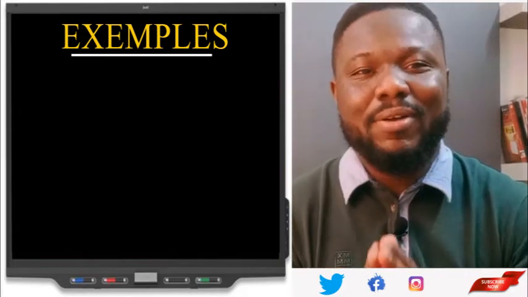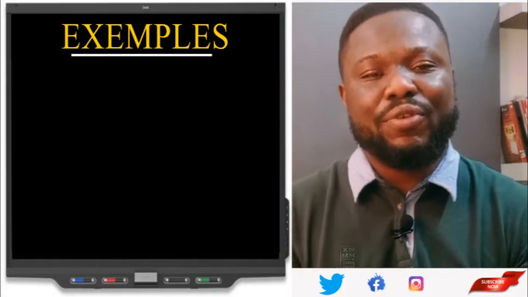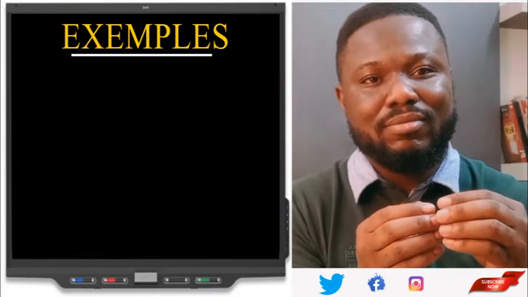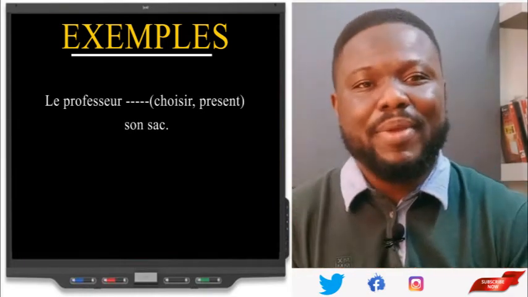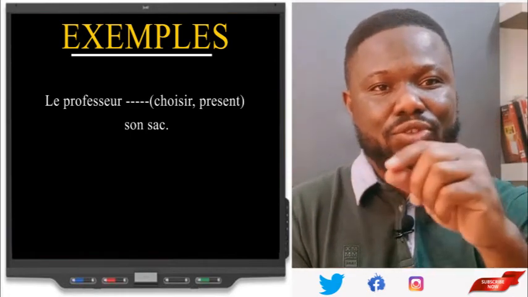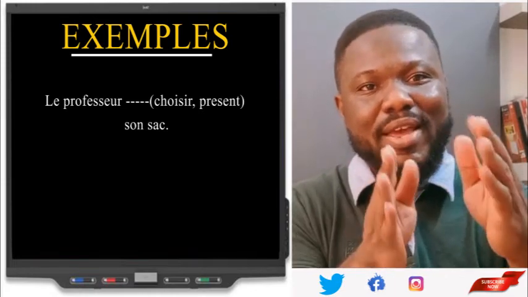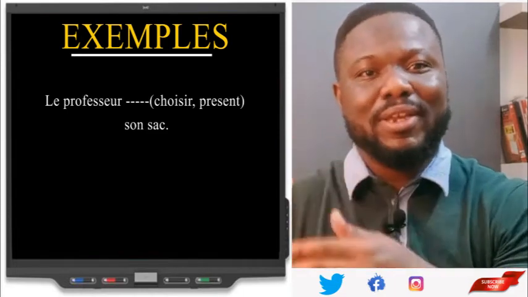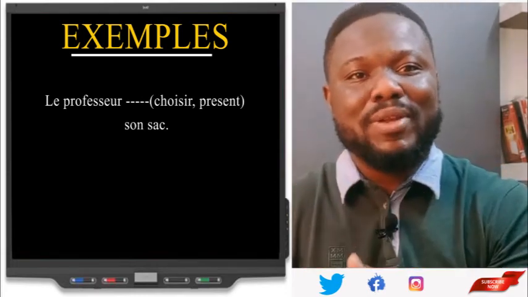Let's take example. For example, IR verbs. They give you le professeur dash choisir son sac. Le professeur choisit son sac, for example. Bien. So let's say here, choisit. So le professeur dash choisit, C-H-O-I-S-I-R. So again here, le professeur means what? The professor, I can replace the professor with what? He. Choisir means to choose, so I can replace the professor with he, which means il.